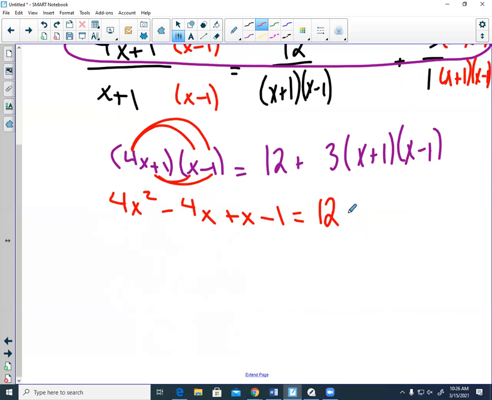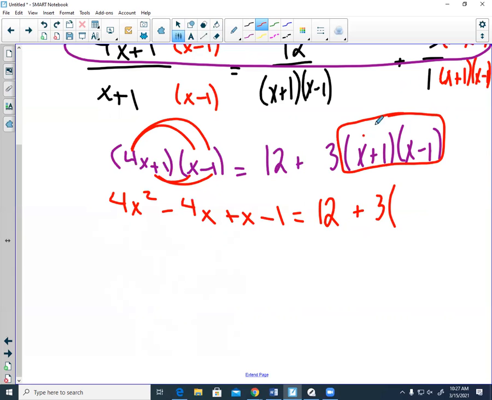Equals 12. Now, I don't really care how you do this, but I would suggest that you multiply this thing first and then distribute the 3 after. That's what I would suggest because that's what I would do. So I would do the stuff in red first, and then I would distribute the 3 after.